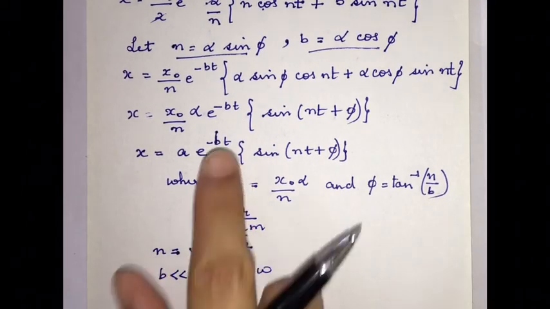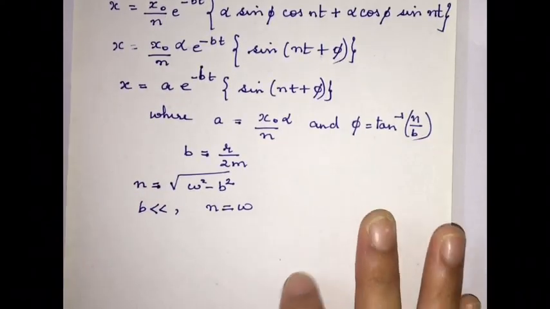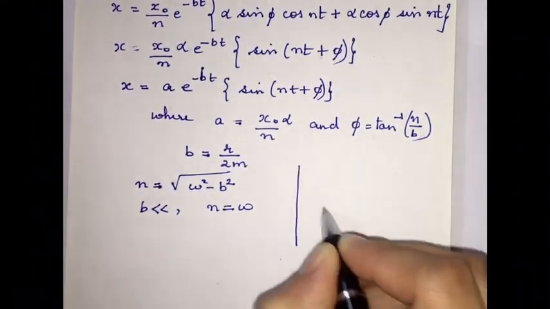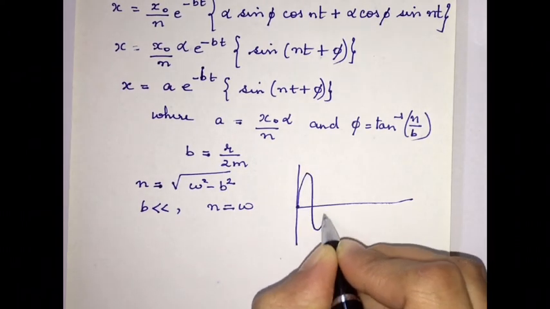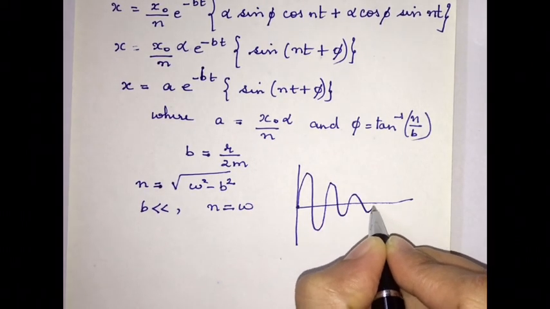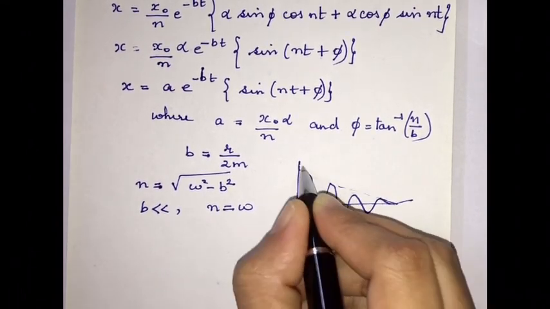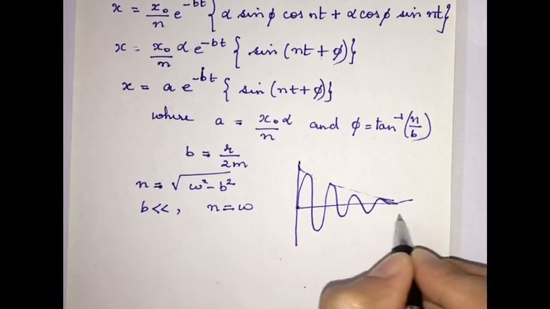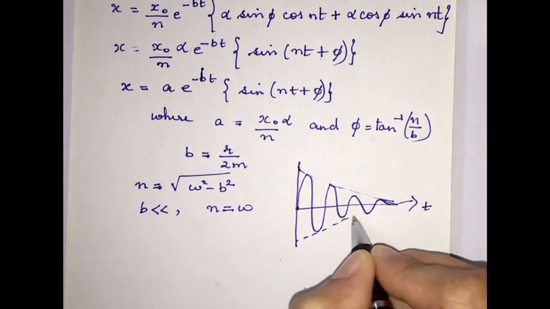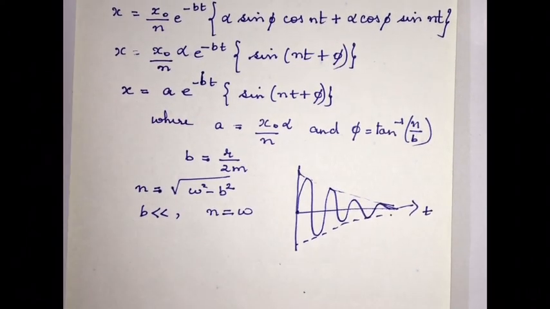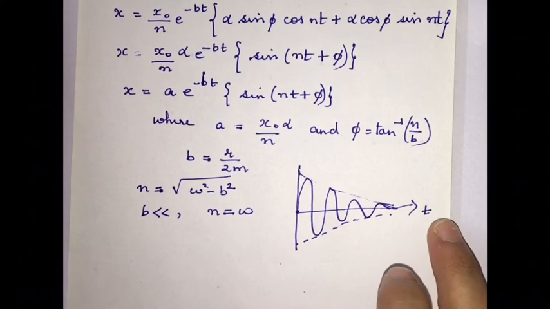So if I have to represent this using a diagram or a graph, I can represent this as a wave like this, where you can see that the amplitude is going on decreasing exponentially with respect to time. This is an oscillatory motion with amplitude going on decreasing.